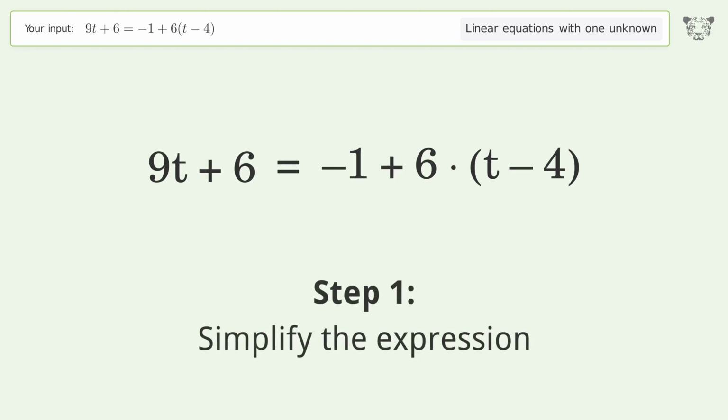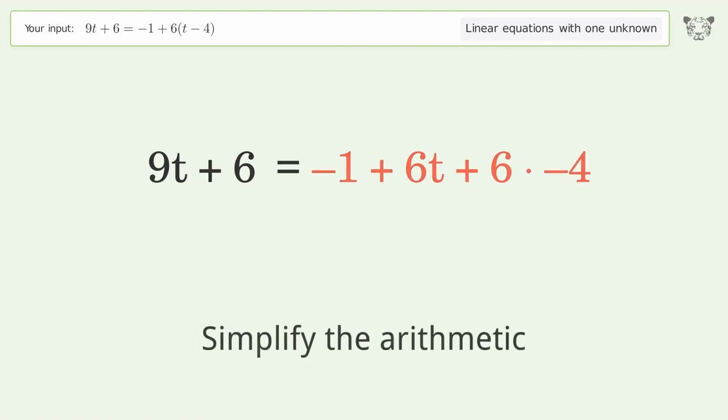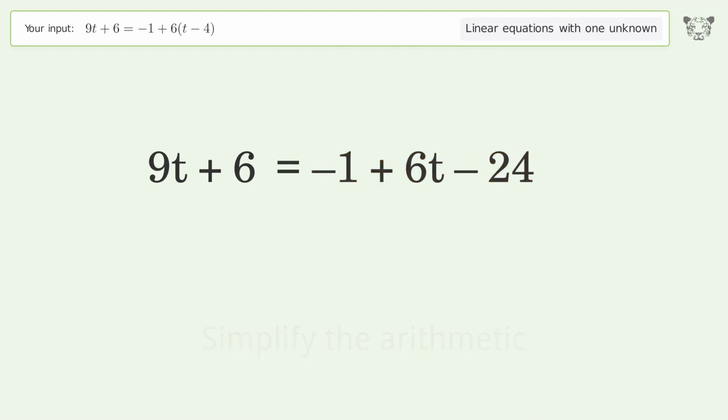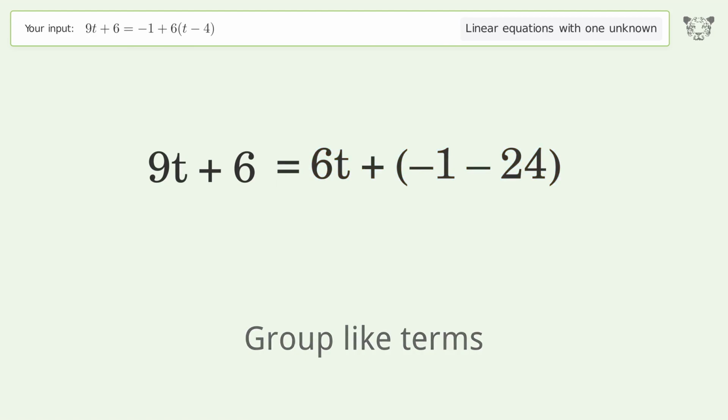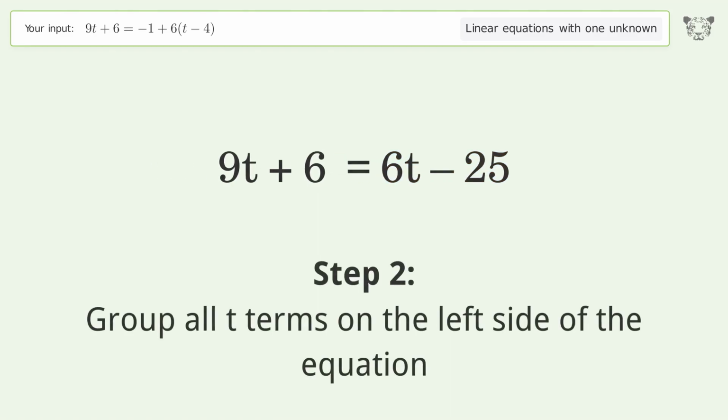Simplify the expression. Expand the parentheses. Simplify the arithmetic. Group like terms. Simplify the arithmetic. Group all t terms on the left side of the equation.